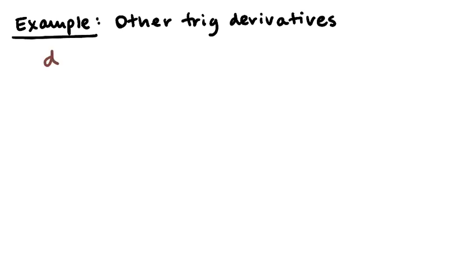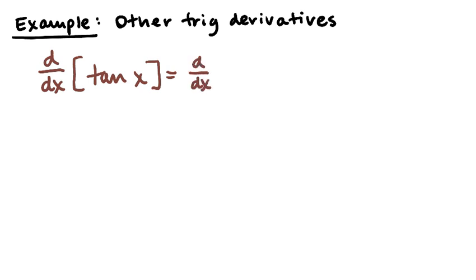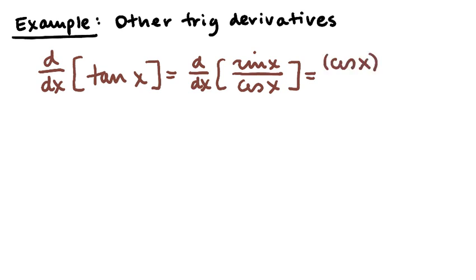Okay, so I'm going to start with y equals tangent x. So the derivative of tangent x with respect to x. Well, if you don't know it, what I'm going to do is write this as the derivative of sine x divided by cosine x, and I'm going to use the quotient rule. Now maybe you're starting to remember that it's bottom times the derivative of the top.